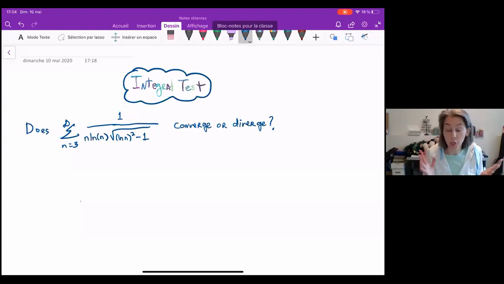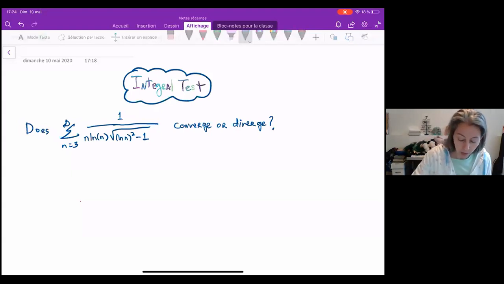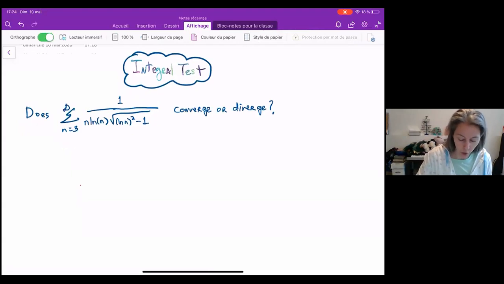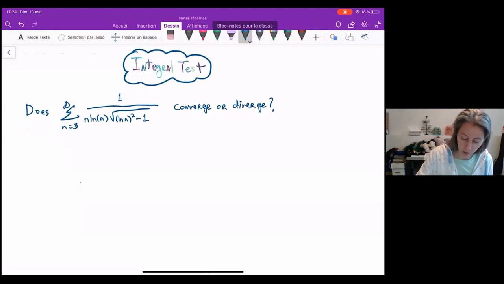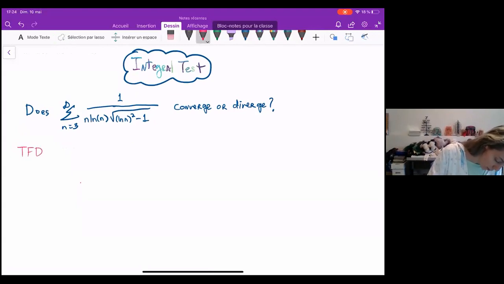So today we're going to determine if the following series converges or diverges. The first thing we want to do is figure out which test to use. Probably the integral test, since it says integral test really big up top. That said, we always want to start with the test for divergence. So let's apply the test for divergence, or the nth term test, whatever you want to call it.